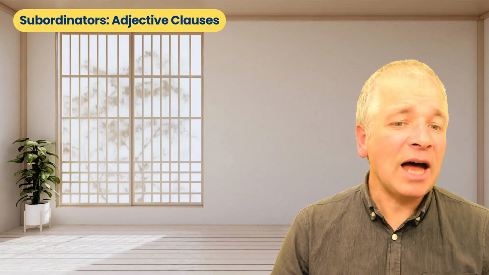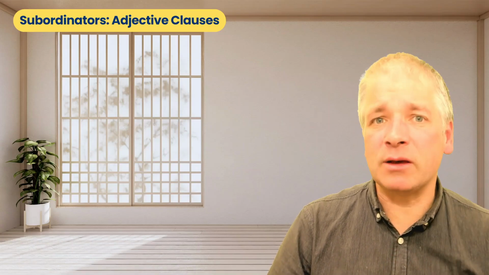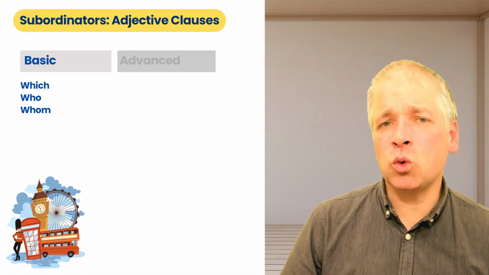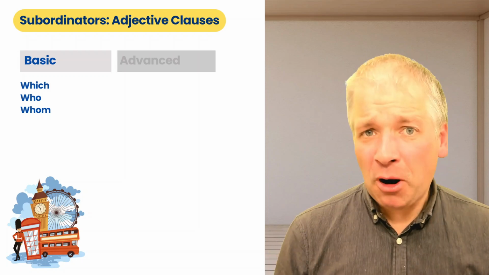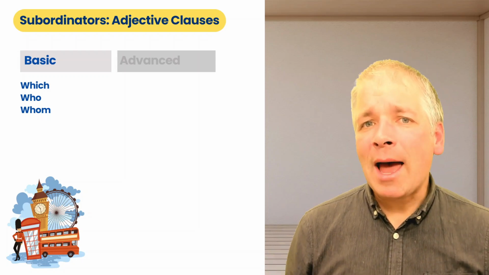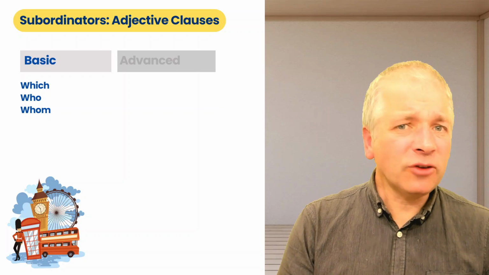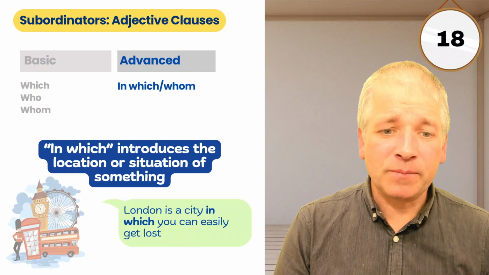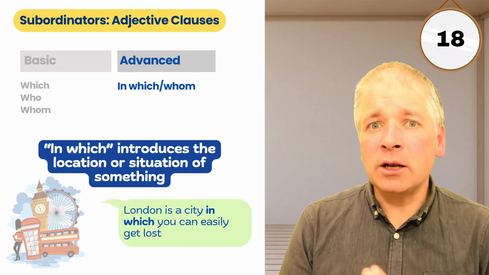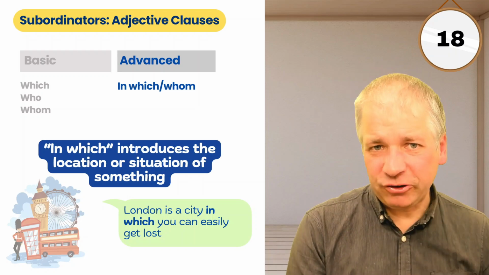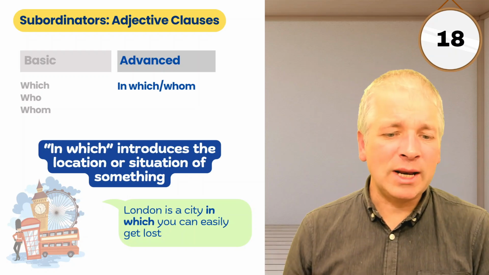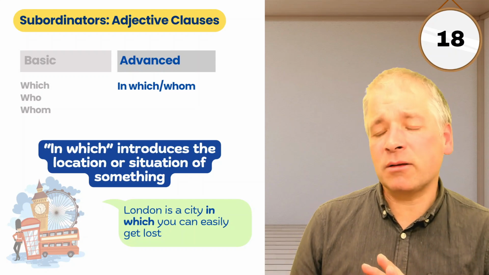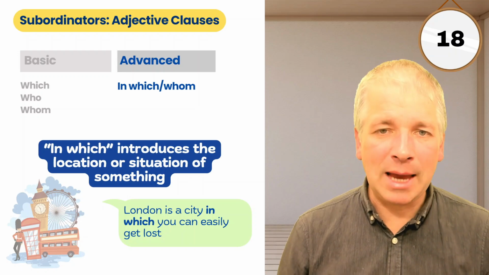Subordinators can come with adjective clauses, often called relative clauses. Now, we're used to words such as which, who, whom, any relative pronoun, when, where, and so on. But we can do something else with some of these relative pronouns as follows. In which or in whom. So we use a preposition before the word which when it's a thing or an item, or whom when it's just talking about a person in the main clause.